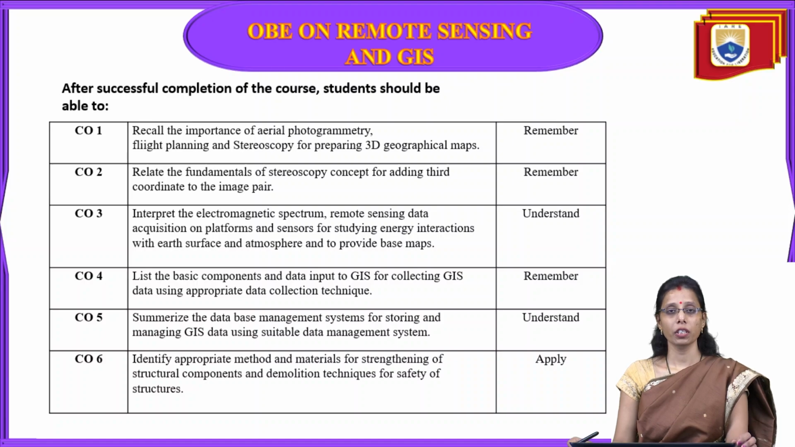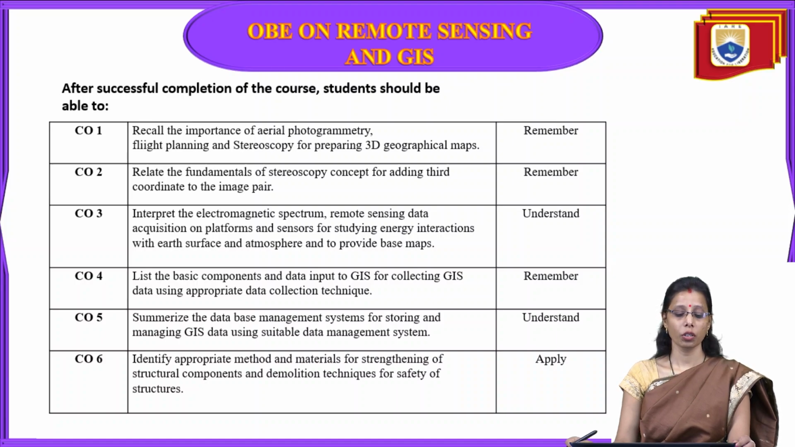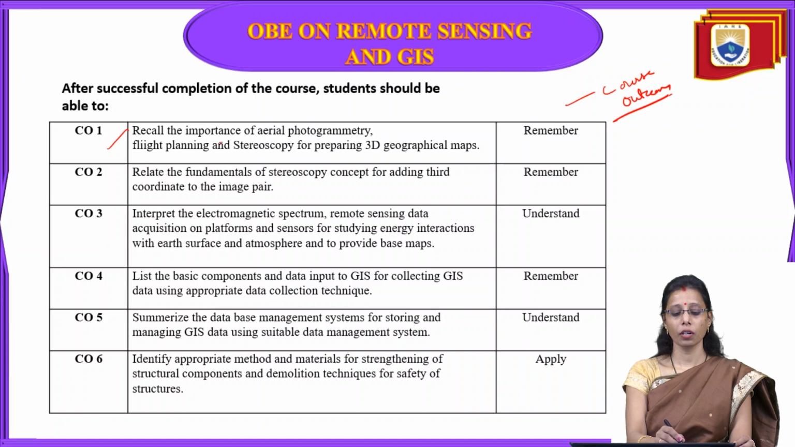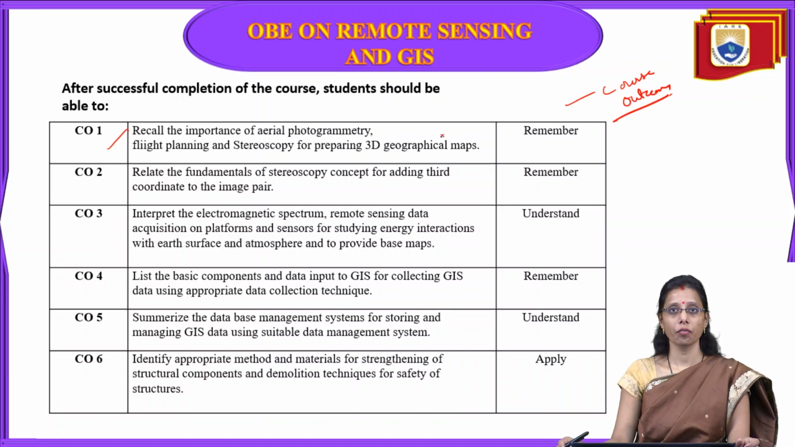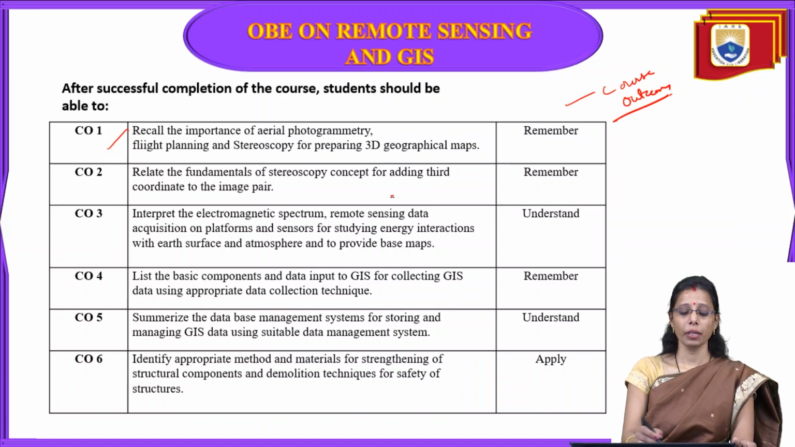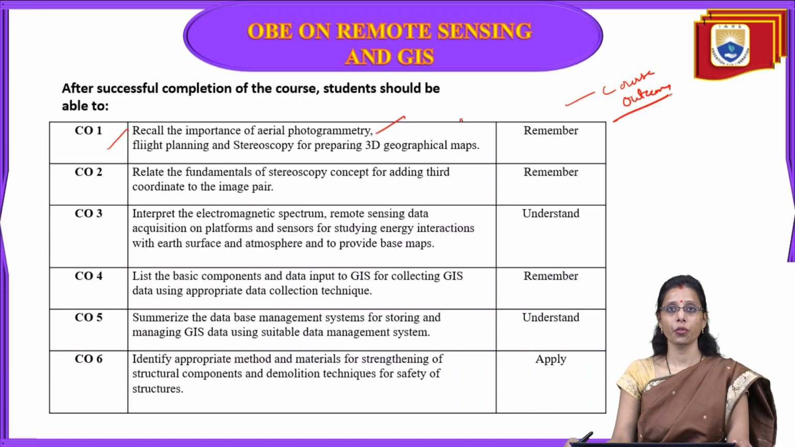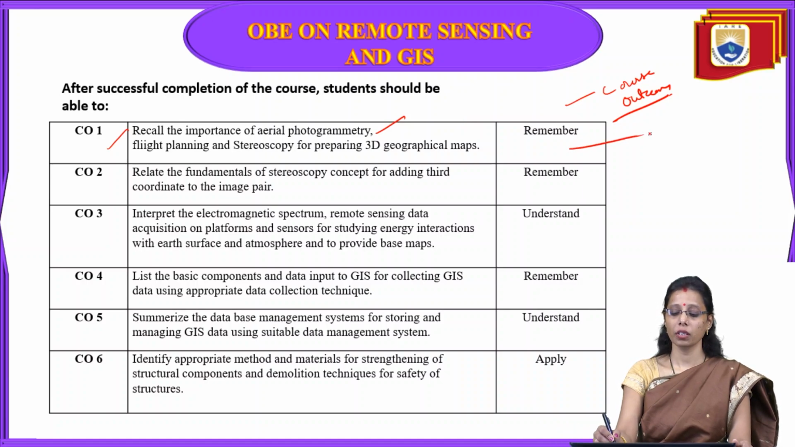Now we have seen the objectives of the course. After the successful completion of this remote sensing course, what course outcome are we going to get? Talking about CO1, that is course outcome: students should be able to recall the importance of aerial photogrammetry and flight planning once they have studied this course. This level is the remember level.